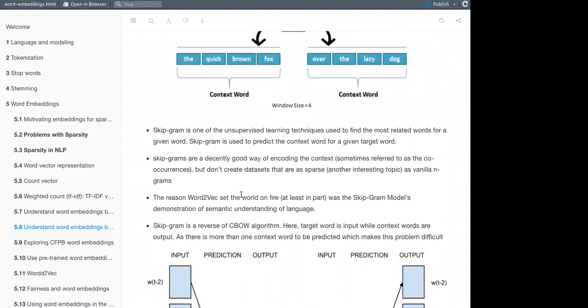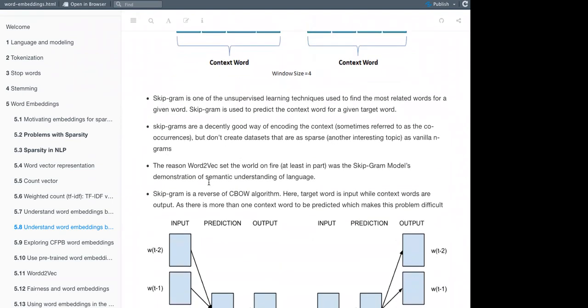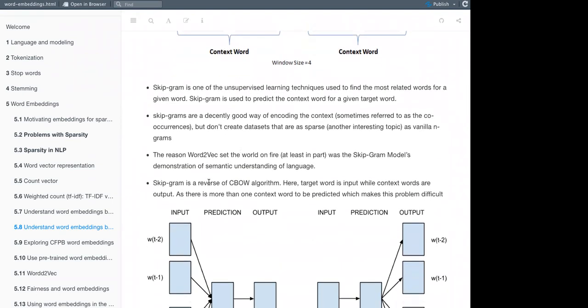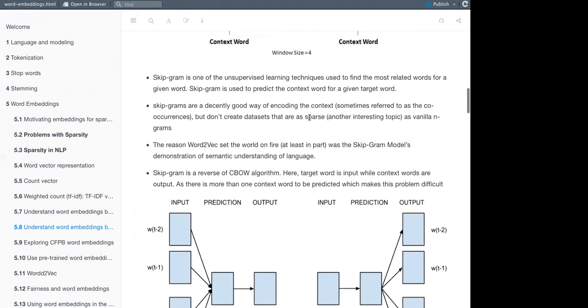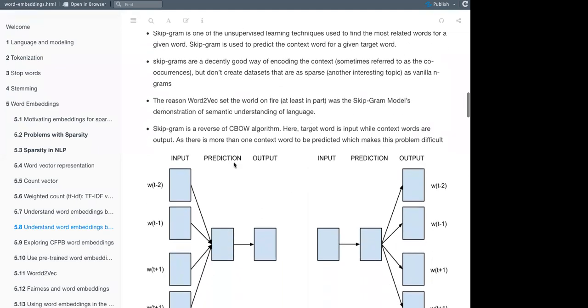They don't create a kind of sparse matrix as we have with TF-IDF. The reason why Word2Vec also set the world, the example I gave where king minus man plus woman gives us a queen, is an example from Word2Vec embeddings. And Word2Vec embedding basically uses skipgram models to do that, but there is also another one called CBOW.